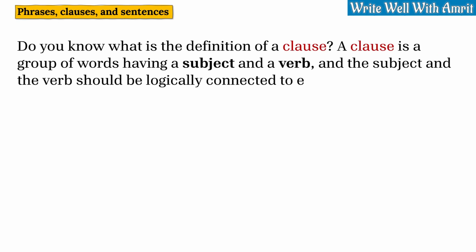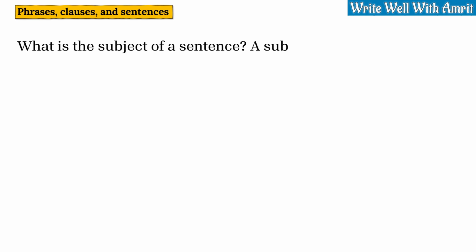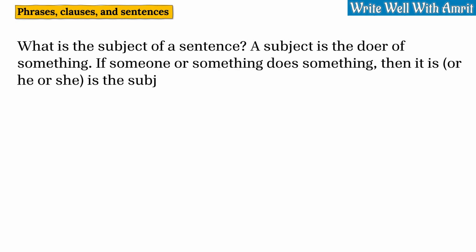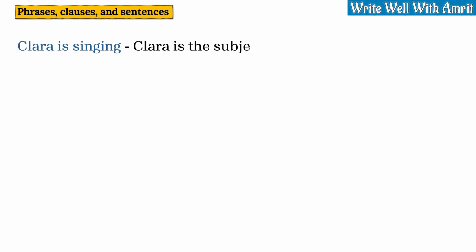A clause is a group of words having a subject and a verb, and the subject and the verb should be logically connected to each other. What is the subject of a sentence? A subject is the doer of something. If someone or something does something, then it is, or he or she is, the subject of the clause or the sentence. Clara is singing.